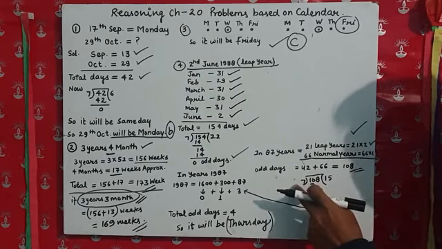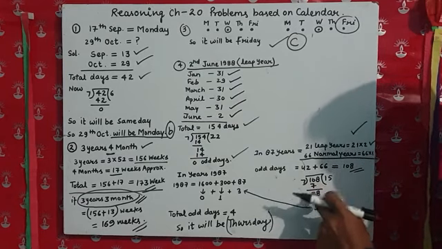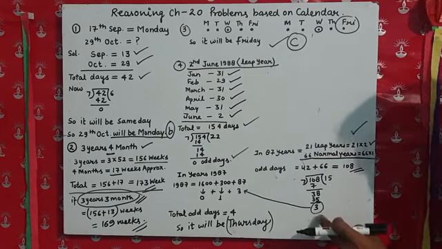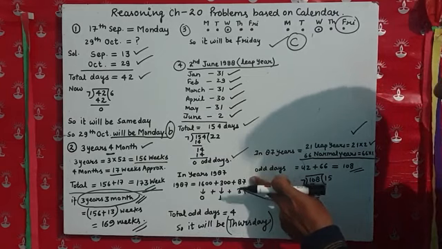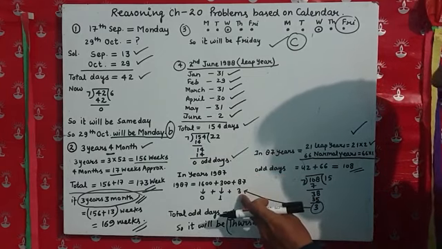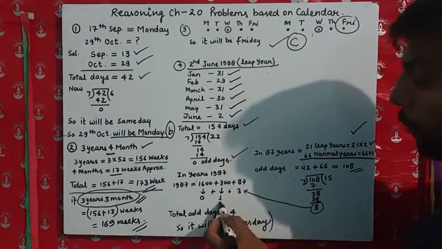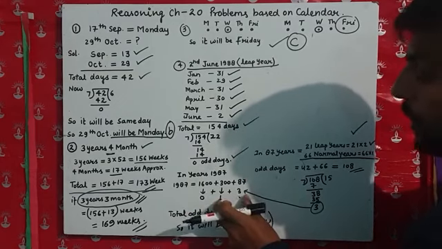Now again we have to divide it by 7. 7 ones are 7, 3 remaining; 7 fifteens are 105 and the remainder is 3. So here odd days are 3. Now we place this number here: in the 87 years there will be 3 odd days. So now total odd days are 1 plus 3, so total odd days are 4.